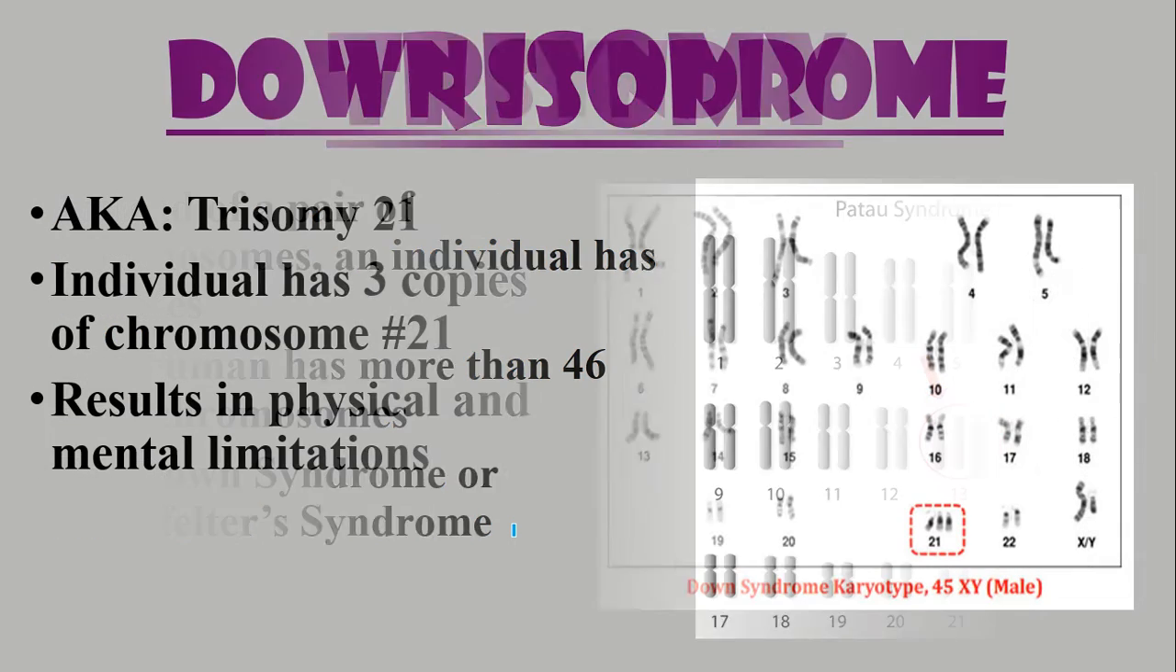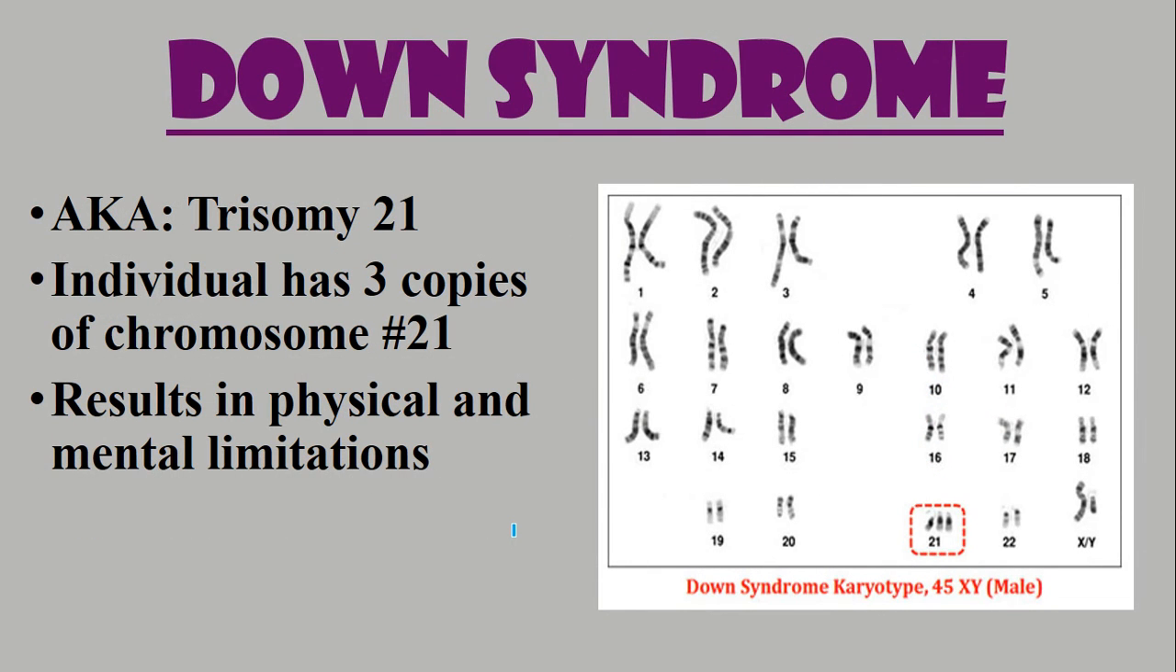But let's talk a little bit about Down syndrome. Down syndrome, or AKA trisomy 21, what that means is that that person has 3 chromosomes on the 21st pair. This person also, if you look, is male. And it results in some physical limitations and sometimes some mental limitations when they have Down syndrome. If you are in a school, you probably have seen someone in your school that has Down syndrome.